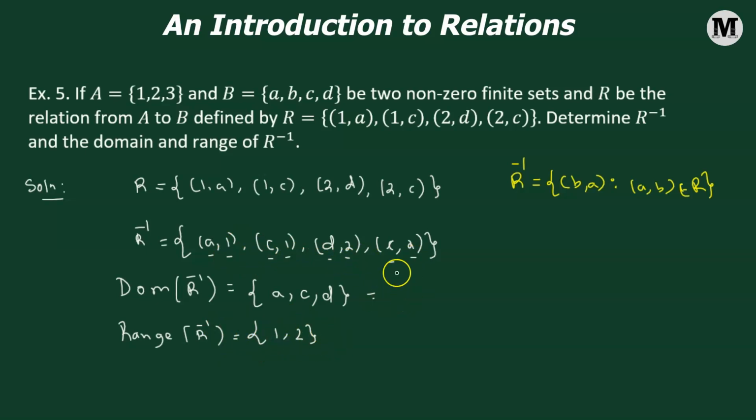Now here we can observe, if we consider the original relation R, what is the domain of R? The domain of R is going to be the first element of each of the ordered pairs. So here we observe that's 1, 2. So we have the domain of R exactly the same as the range of the inverse relation R. And then if we want to find out its range, the range is going to be a, c and d. So a, c, d, that's going to be the range of R, which means that it's exactly the same as the domain of the inverse relation R.